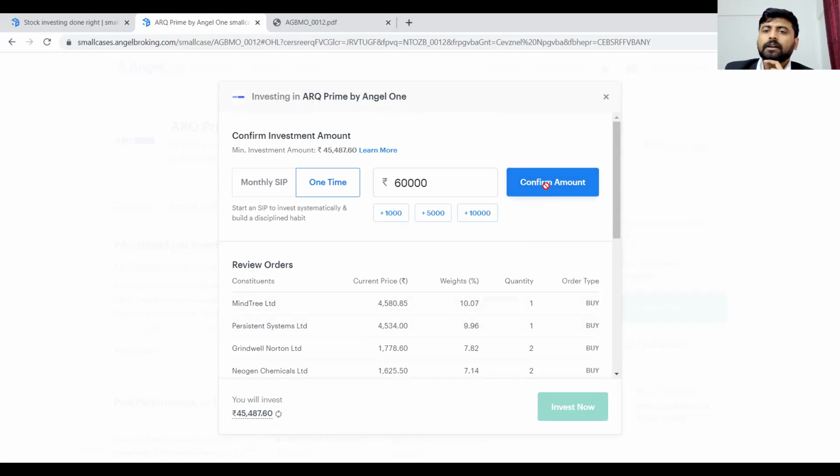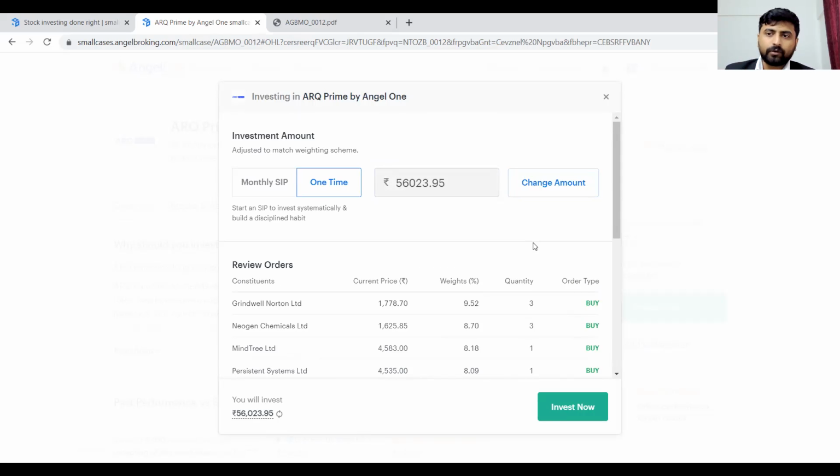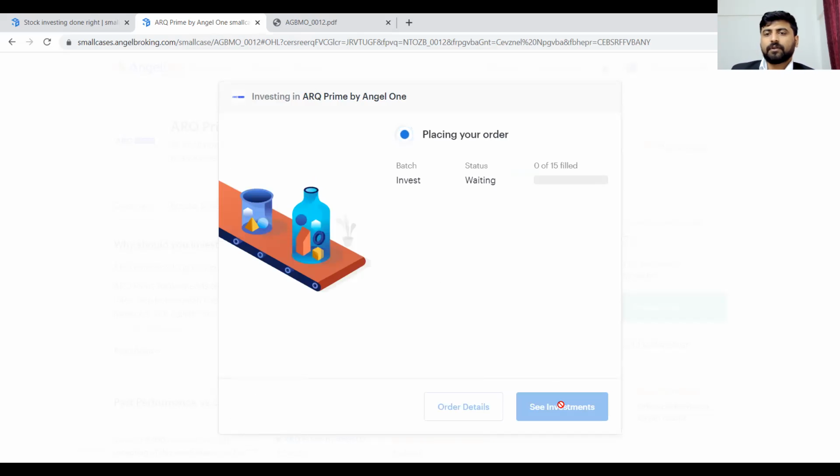So in order to proceed, click on confirm amount. What it is going to do is change the investment amount slightly. The system is going to decide on the investment amount depending on the current market price. So all of these stocks have a current market price attached to it, and the minimum investment amount gets decided on the number of stocks that have to be purchased multiplied by its current market price. So the nearest amount to 60,000 for this smallcase will be 56,023. So now what you have to do is click on invest now and click on confirm orders, and you just have to wait for a couple of moments.